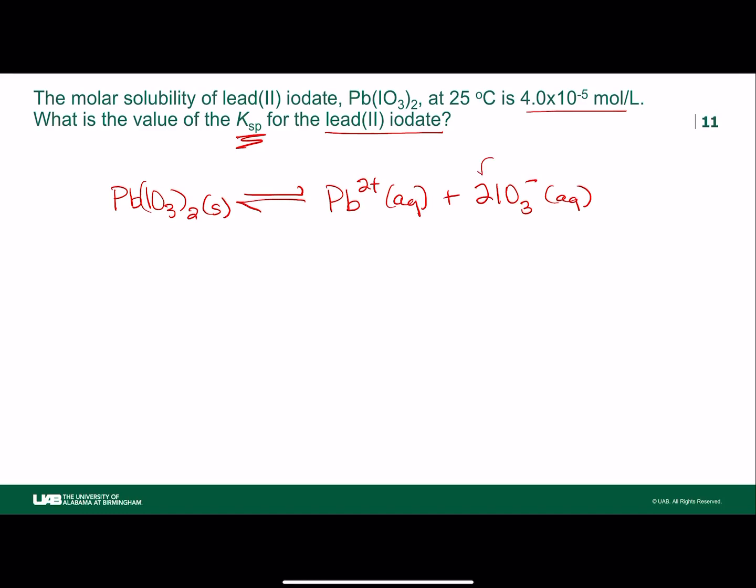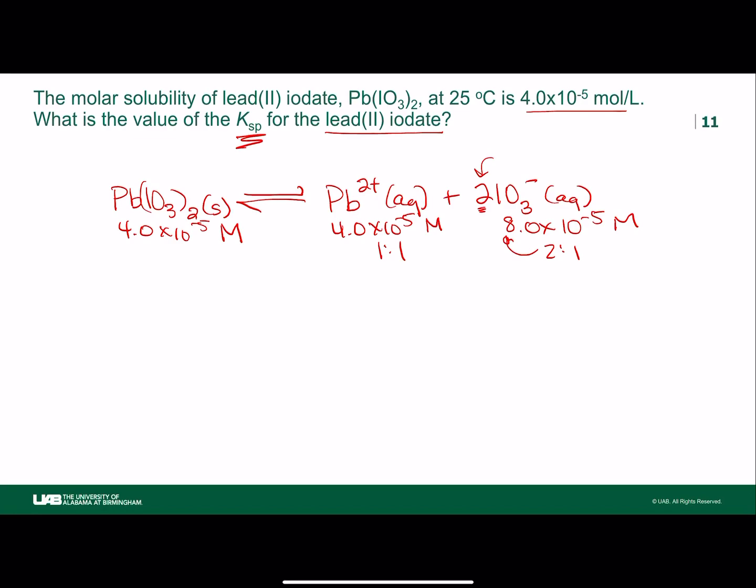Okay, the 2 is really important here because the concentration of this guy is 4 times 10 to the minus 5 molar. The lead 2 plus and the salt are in a 1-to-1 ratio, so when I put those in solution, I come up with 4.0 times 10 to the minus 5 molar Pb2 plus ions in solution. But I have to remember that I have double that because I have 2 moles of the iodate anion in solution. Again, this is in a 1-to-1 ratio. This is in a 2-to-1 ratio.